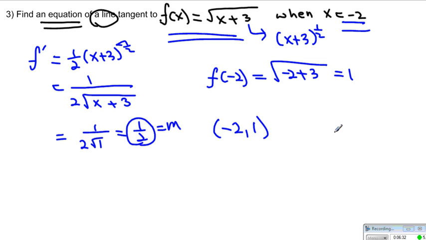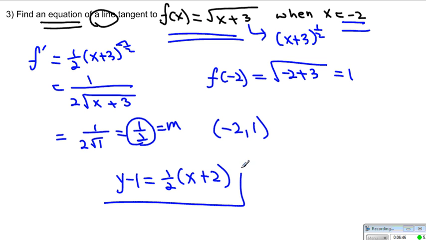How to find the equation of the line tangent? Simple. Y minus 1. Right, you see? Slope was 1/2. And x minus negative 2, which is x plus 2. So that becomes the equation of a line tangent.